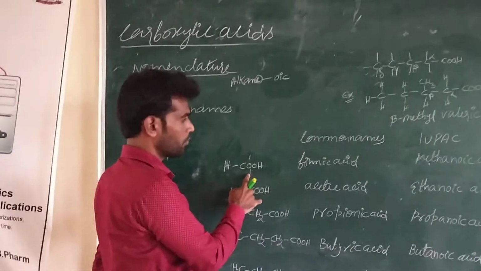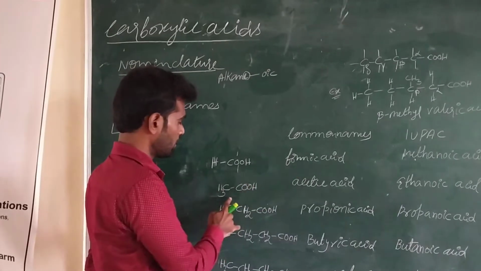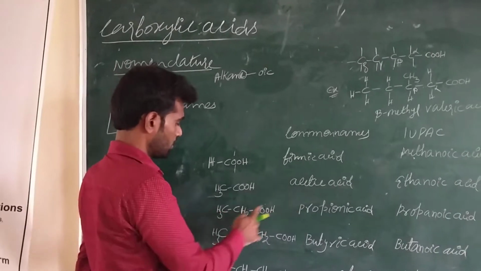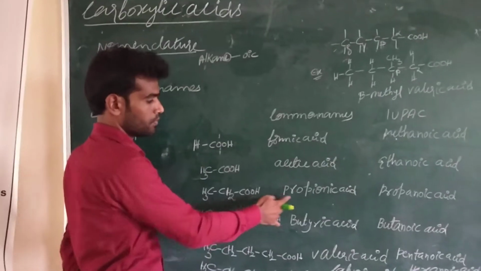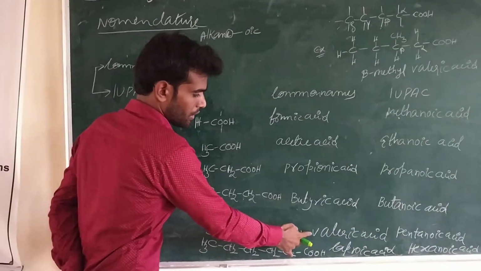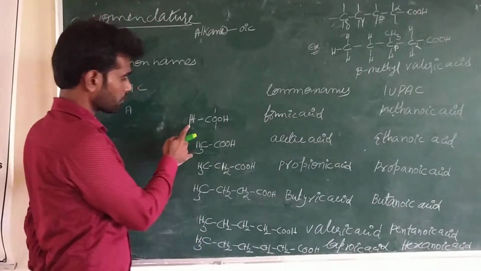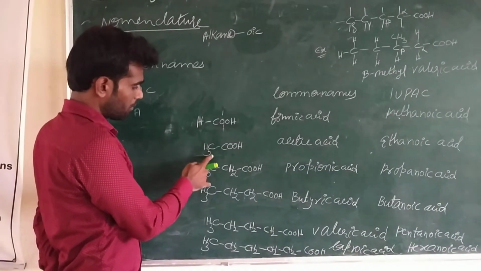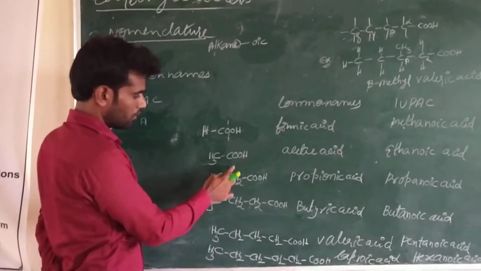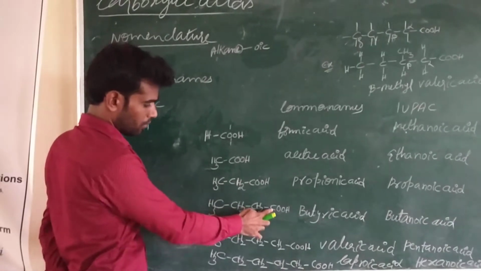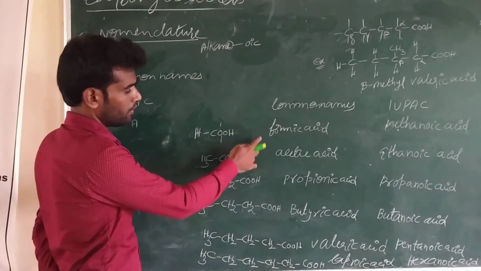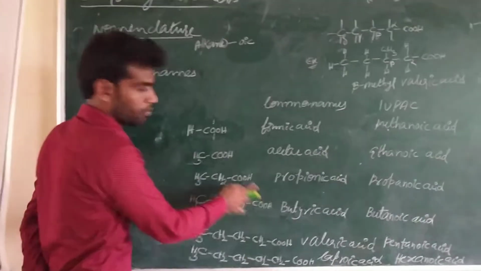HCOOH. The common name for this compound is formic acid. And CH3COOH, the common name is acetic acid. And CH3CH2COOH is propionic acid, and like that butyric acid, valeric acid and caproic acid. Here the length of the carbon chain is increased gradually. In this case we have one carbon, two carbons, three carbons, four carbons, five carbons and six carbons. According to that we are giving common names for the compounds.